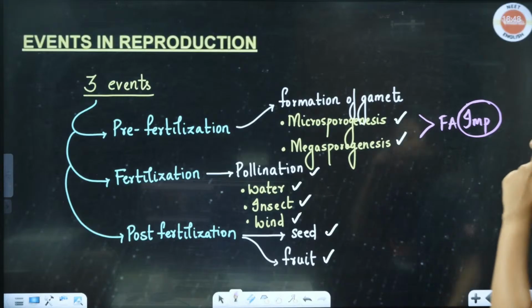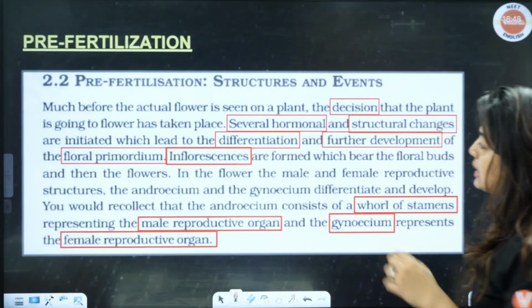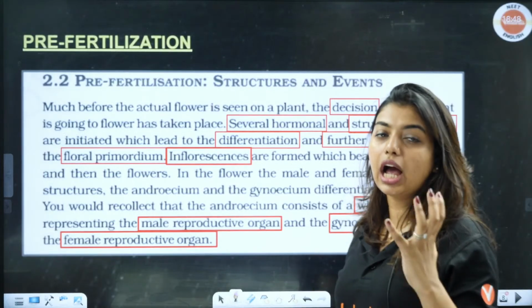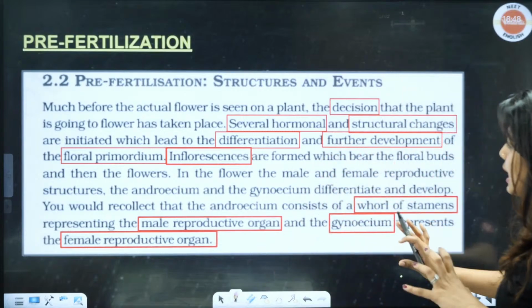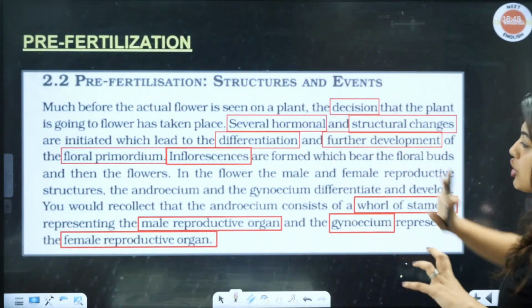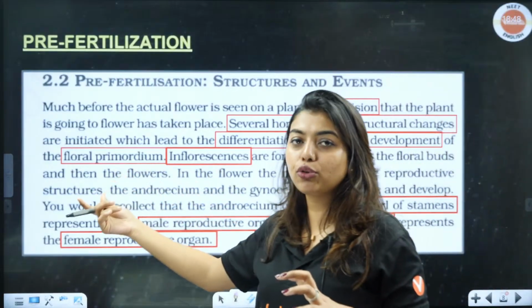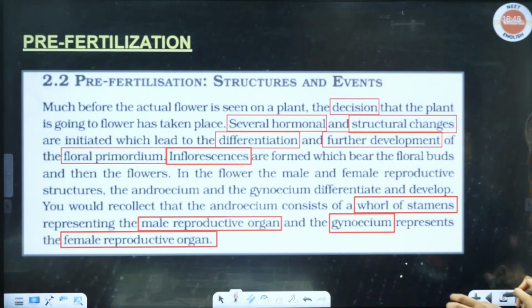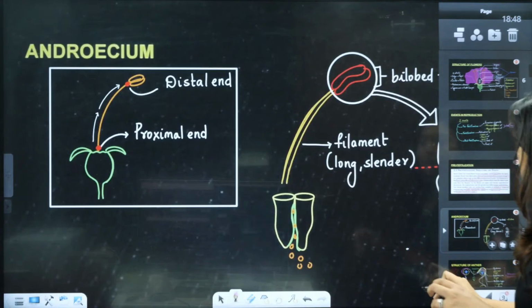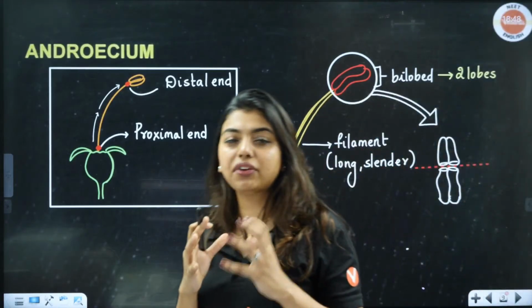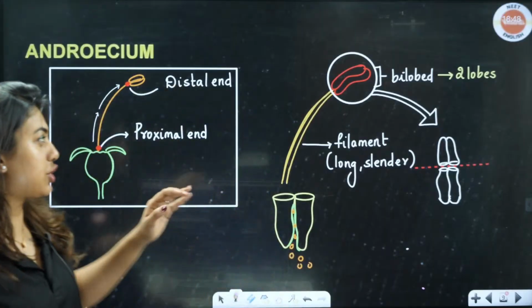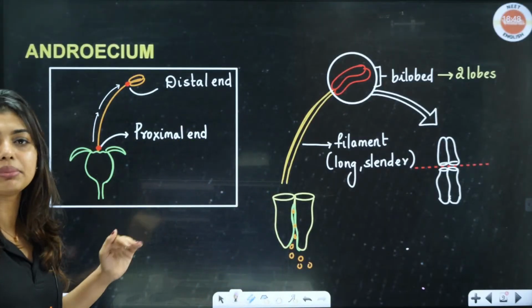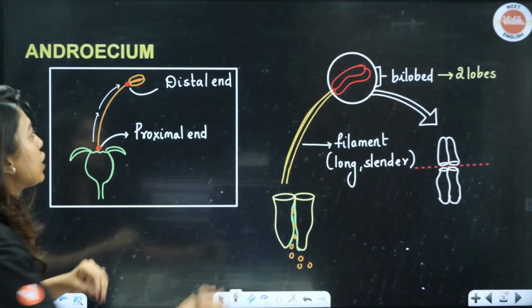Coffee is done. Okay, now look here, this is what is given in your NCERT, how the flower is formed. I already explained it. Several hormonal and structural changes happen leading to the floral primordium, leading to the formation of the entire flower. Okay, entire flower. Now coming to each of the portions, first we will learn androecium, then we will study gynoecium. So as I told you, androecium means what? Your stamen is the one that is going to be there, right?